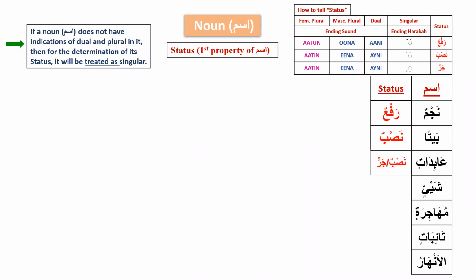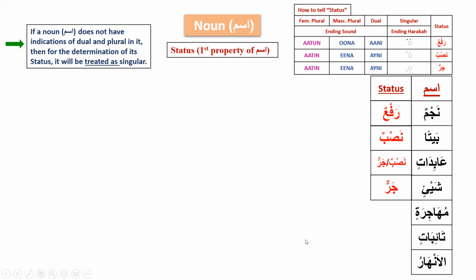So tell me its status then. It's jar because it ends in the second column, because it has two kasratain, so it is jar. Very good. Shay'in, do you know what shay'in means though? No, I don't. Shay'in means a thing. Okay, very good.